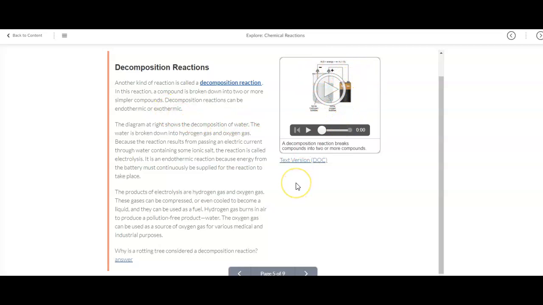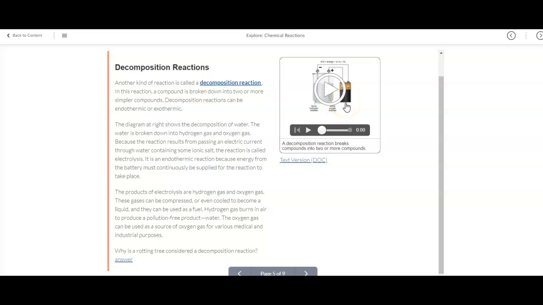The water is broken down into hydrogen gas and oxygen gas because the reaction results from passing an electric current through water containing some ionic salt. The reaction is called electrolysis. You may have heard that word before. It is an endothermic reaction because energy from the battery must be continuously supplied for the reaction to take place. So if you see an energy source, that's a good indicator that it's endothermic.